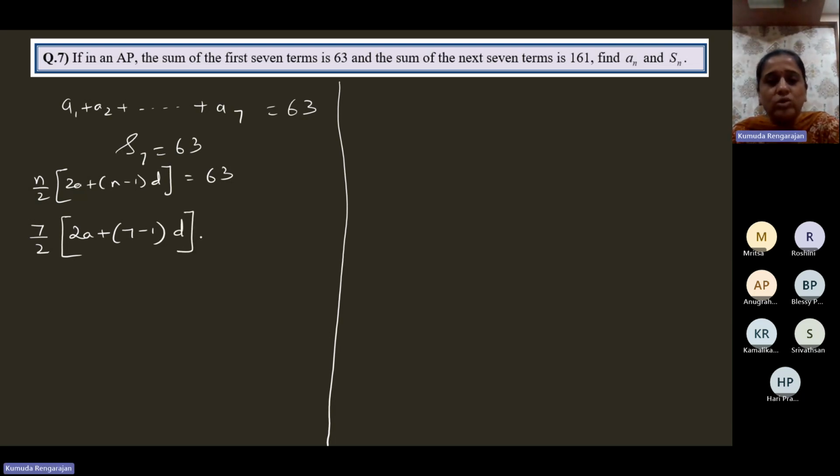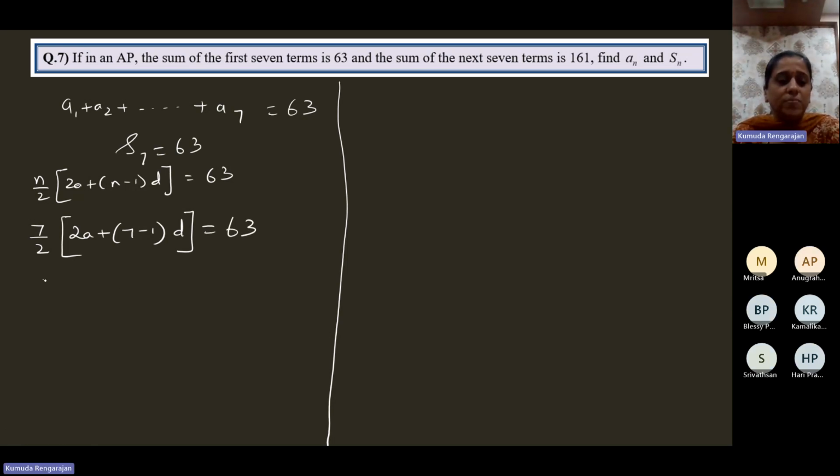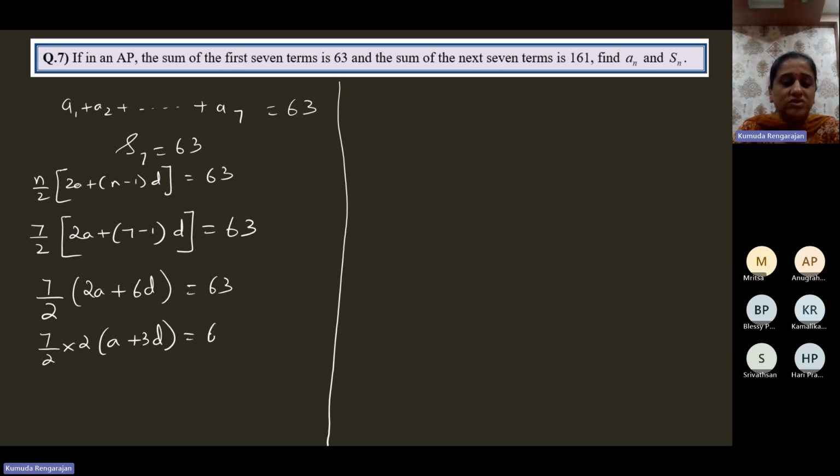So 7 by 2. We only know n here. n is 7. So 7 by 2 of 2a plus 7 minus 1 into d. The a and d values we don't know. It is equal to 63, so you will get an equation in a and d. So 7 by 2, 2a plus 6d is equal to 63. You can take out 2 common: 2 of a plus 3d. 2 cancels, so a plus 3d is equal to 63 by 7, which is 9.